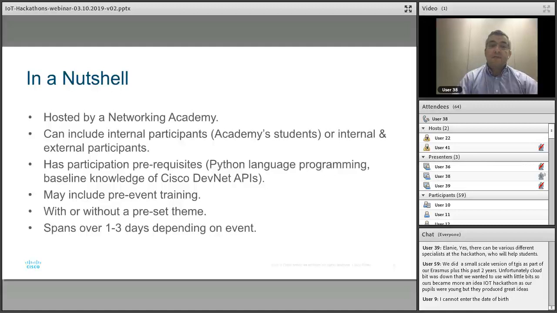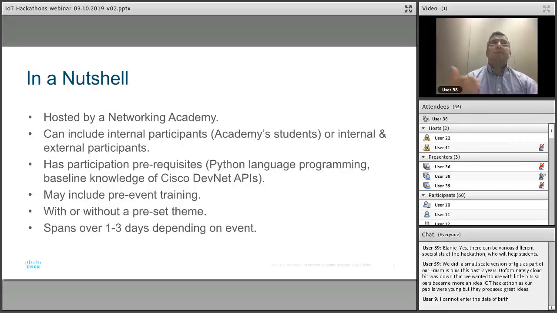It does have some participation prerequisites, and this is an important piece to highlight at this stage. Because we're talking about programmability, obviously, and leveraging Cisco technologies, then a set of courses or a set of competencies are needed before embarking on this. So we're talking about, obviously, the Python language. So we're talking about a Python knowledge, basic plus Python knowledge.